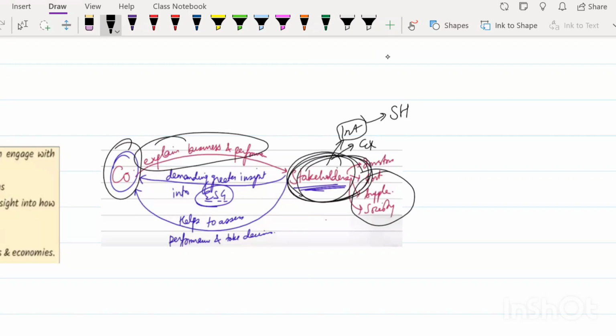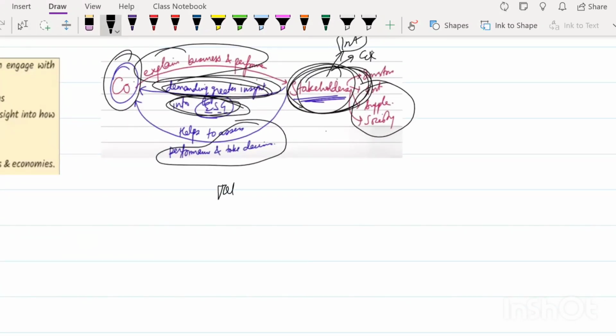So stakeholders, if they want more insight, if they are demanding greater insight into ESG, the company will have to give them the data. And this will help the stakeholders to assess the performance and take better decisions.